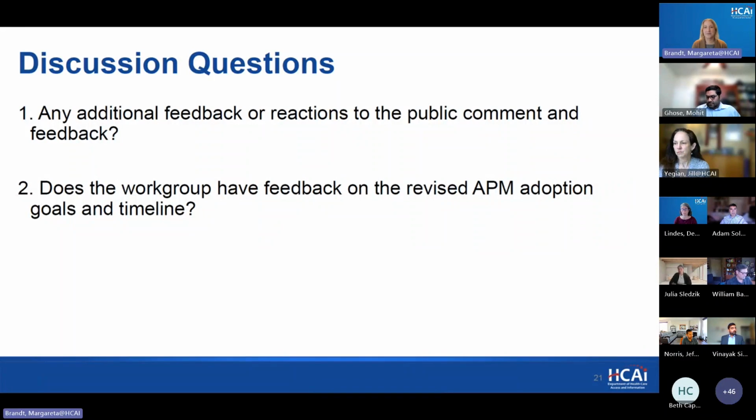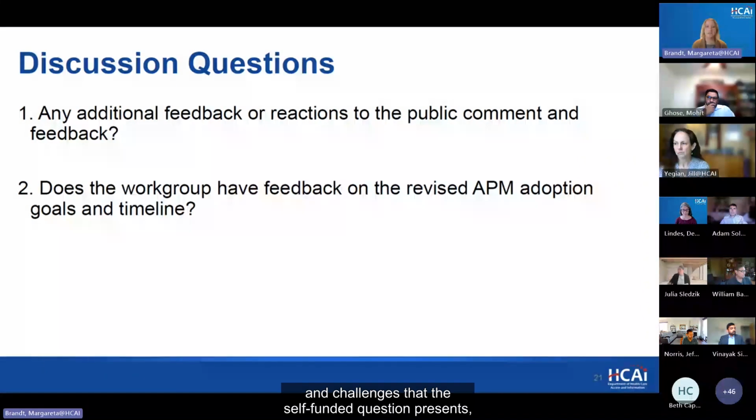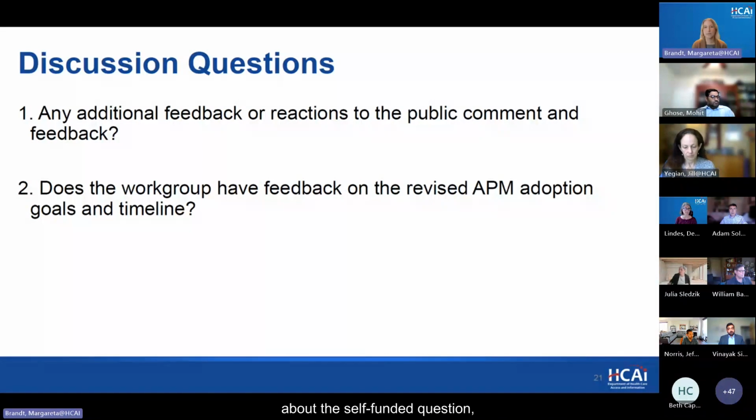And we've also dug into the issue brief that the CQC team developed and found that helpful to inform our thinking. So I appreciate all of the nuance and challenges that the self-funded question presents. But based on our time today, I would ask that we move on to primary care. And again, if you have questions or issues you want to flag in the chat about the self-funded question, we can follow up on those and dig into those offline.